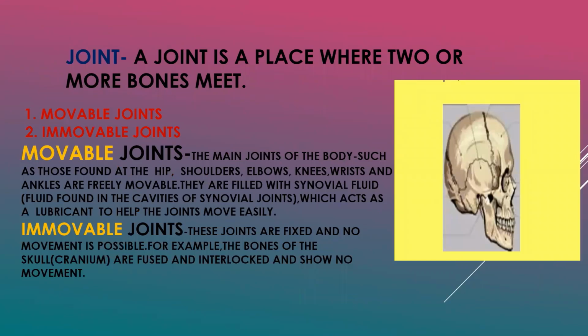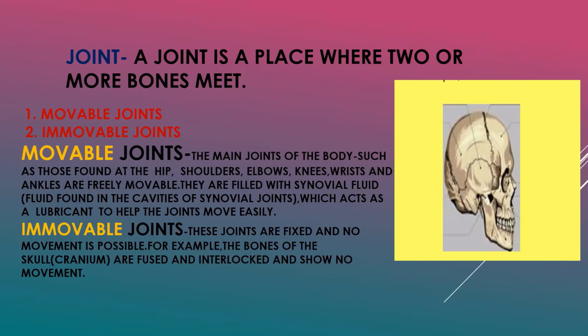Before going to the topic movable joints, let's know about what is joint. A joint is a place where two or more bones meet. Joints may be movable, immovable, or slightly movable. Now, first about movable joints.